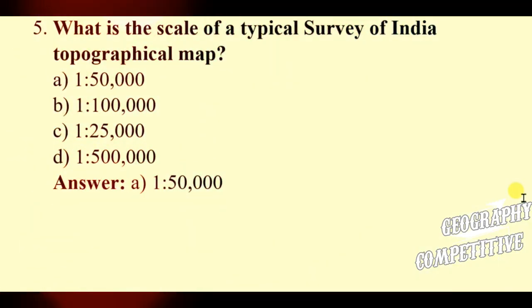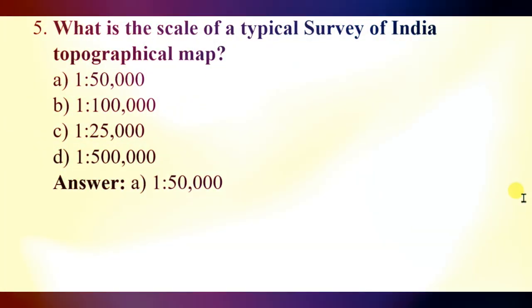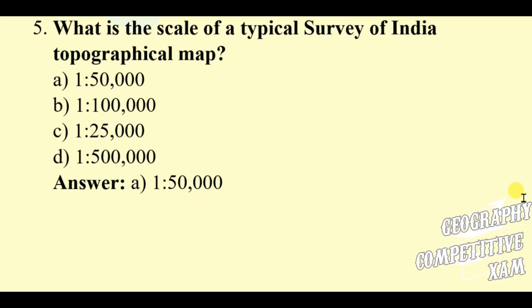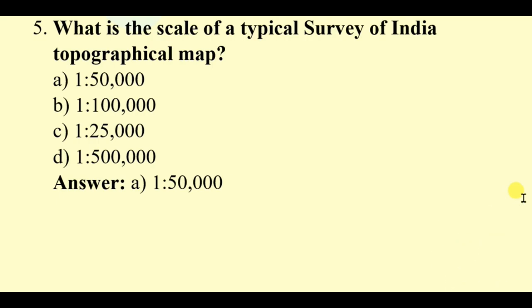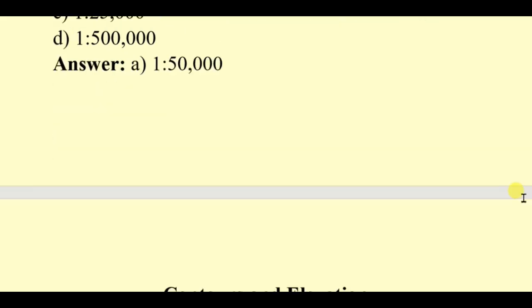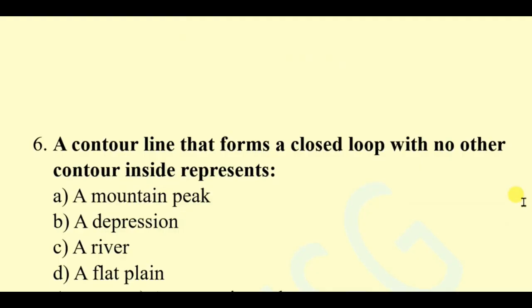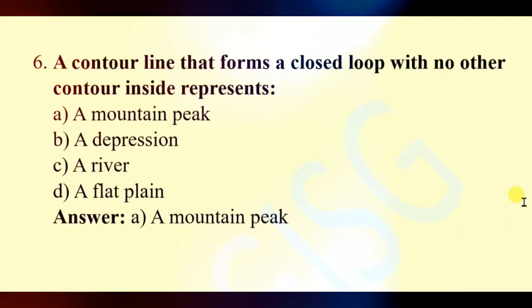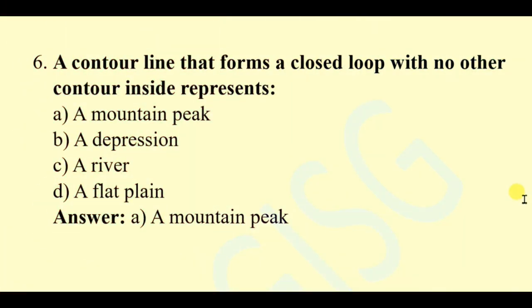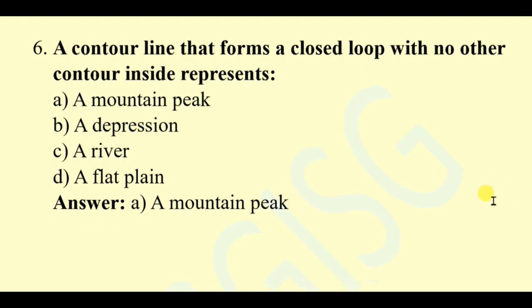Question 5. What is the scale of a typical survey of India topographical map? 1:50,000, 1:1 lakh, 1:25,000, 1:5 lakh. Here the right answer will be 1:50,000. Contours and elevation. A contour line that forms a closed loop with no other contour inside represents a mountain peak, a depression, a river, a flat plain. Here the right answer will be a mountain peak.